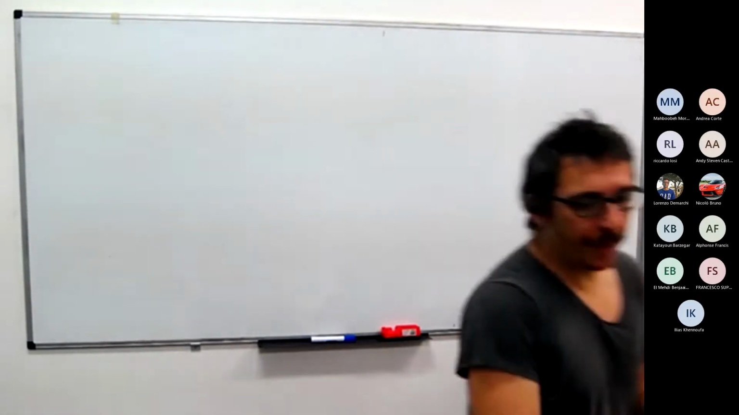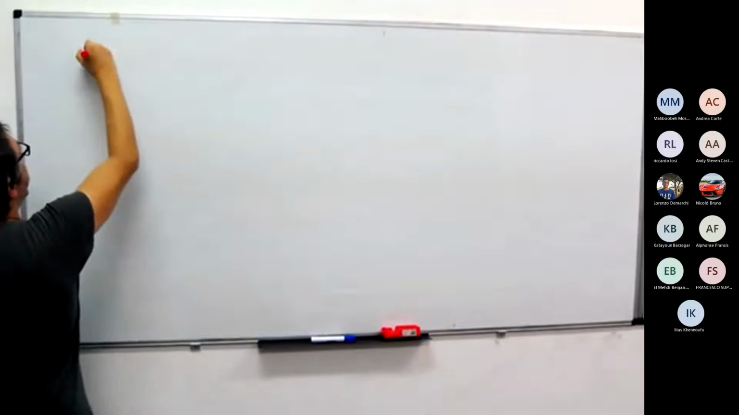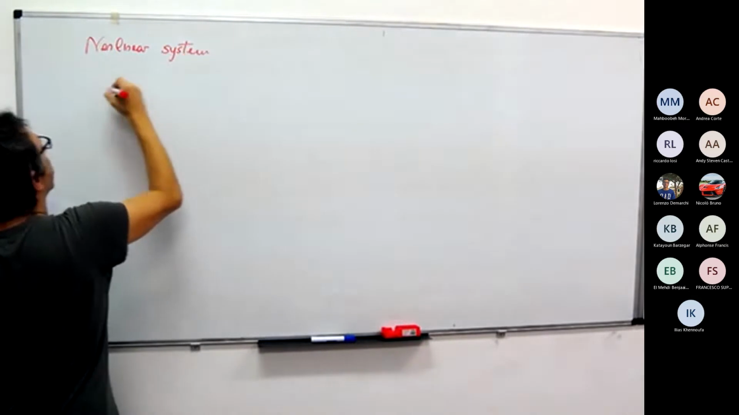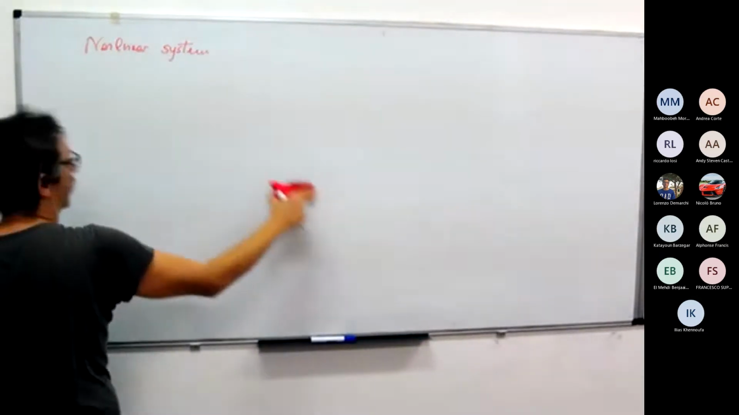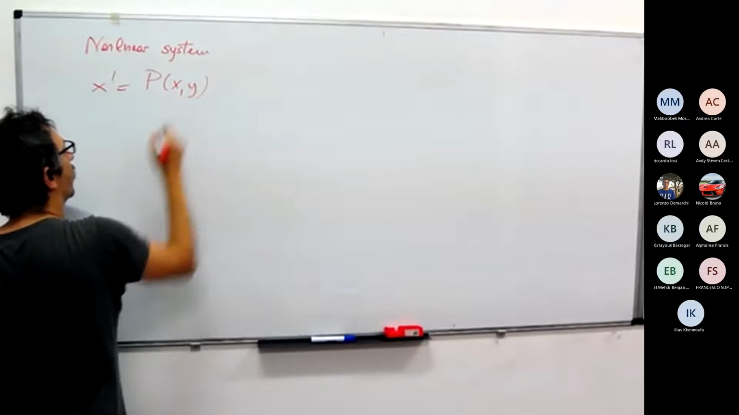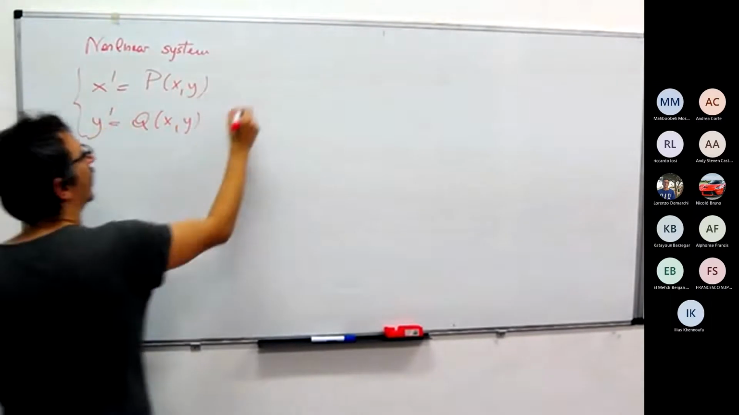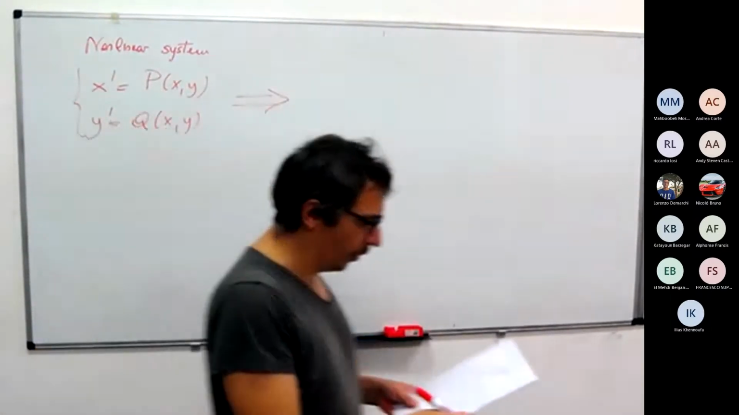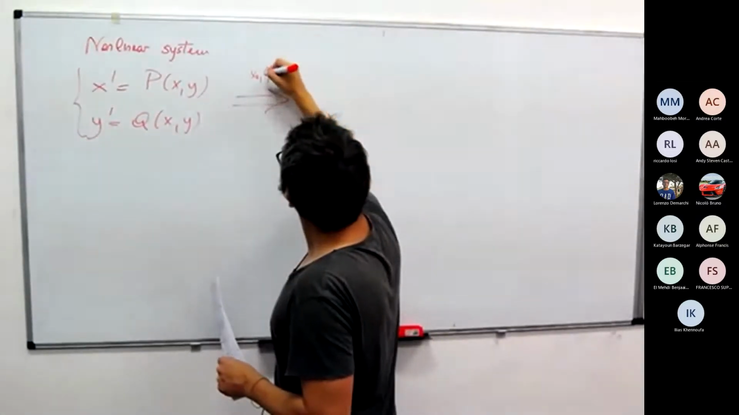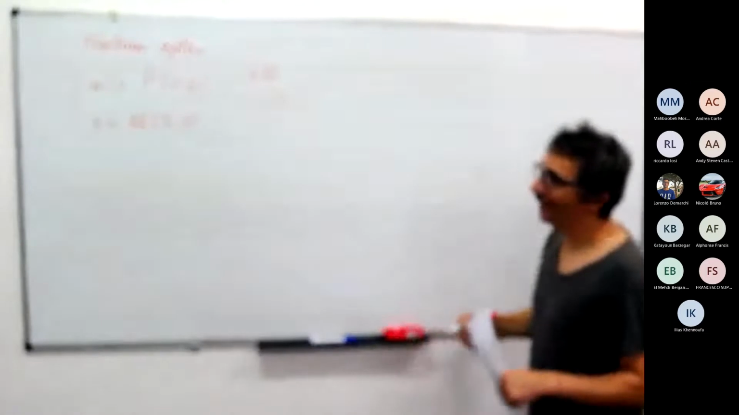Yeah. So if you remember, my original problem was the analysis of a completely generic nonlinear system: X prime equal to P of X and Y, and Y prime equal to Q of X and Y. So what we proved is that it's possible to linearize the nonlinear system around a critical point X naught Y naught.